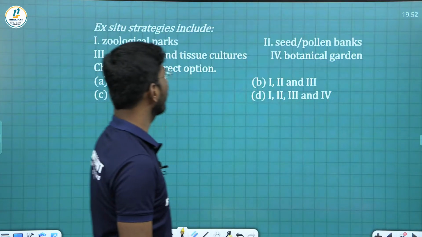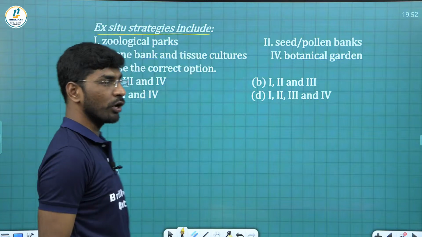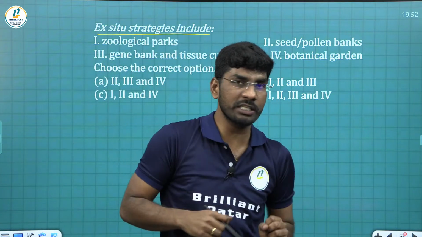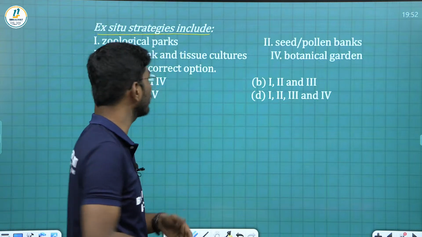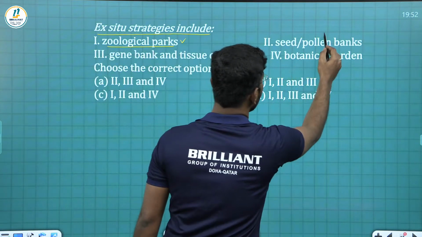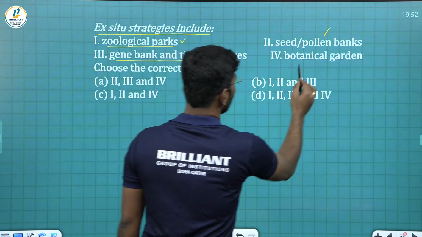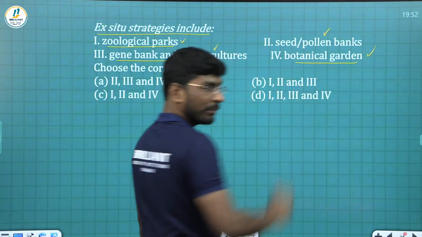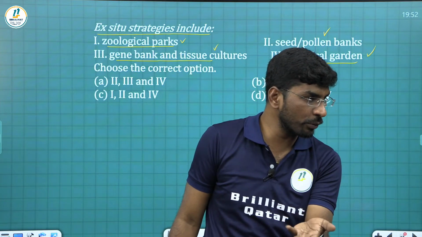What about this? Tell me, ex situ conservation includes what all? Try, beta. What all is included in ex situ conservation? Zoological park, yes. Seed and pollen bank, yes. Gene bank and tissue culture, yes. Botanical garden, yes. Am I correct? What is the correct answer, beta? So 1, 2, 3, 4 or 3, 4. What is the right answer?